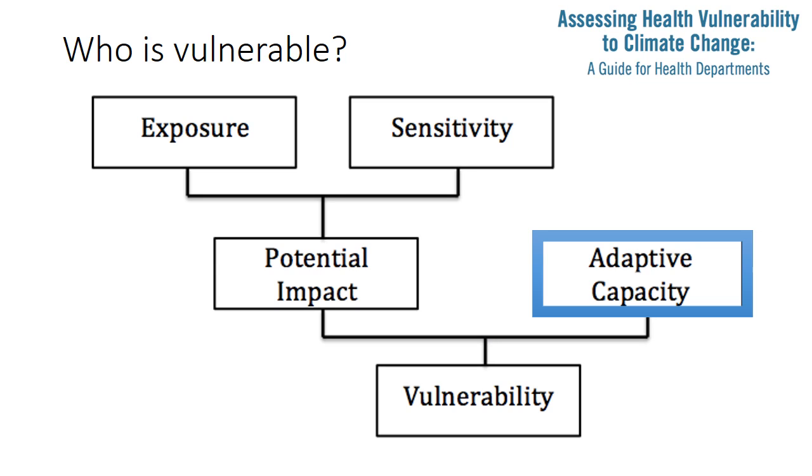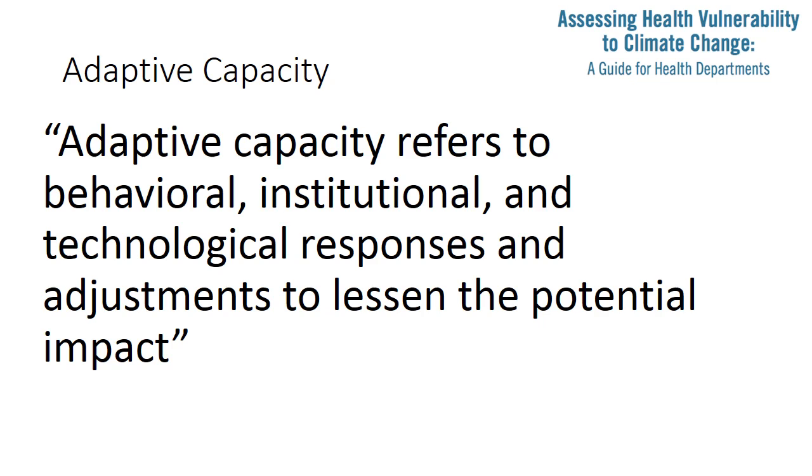Next, we looked at adaptive capacity. Adaptive capacity refers to behavioral, institutional, and technological responses and adjustments to lessen the potential impact. Another way of thinking of this is that adaptive capacity is the evaluation of a system's ability to cope with the hazards resulting from the heat, which may be measured by access to financial resources, so like federal aid programs, health infrastructure, so like hospitals or ambulatory services, or access to technology like air conditioning.